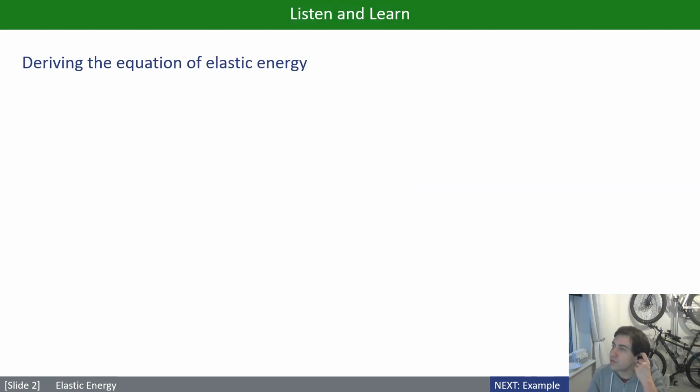So I want to derive the equation of elastic energy, the elastic potential energy. What I mean by that is, for a given extension, how much energy is stored elastically in a spring? Let's stick with springs for the moment. With strings, it'll be very similar.